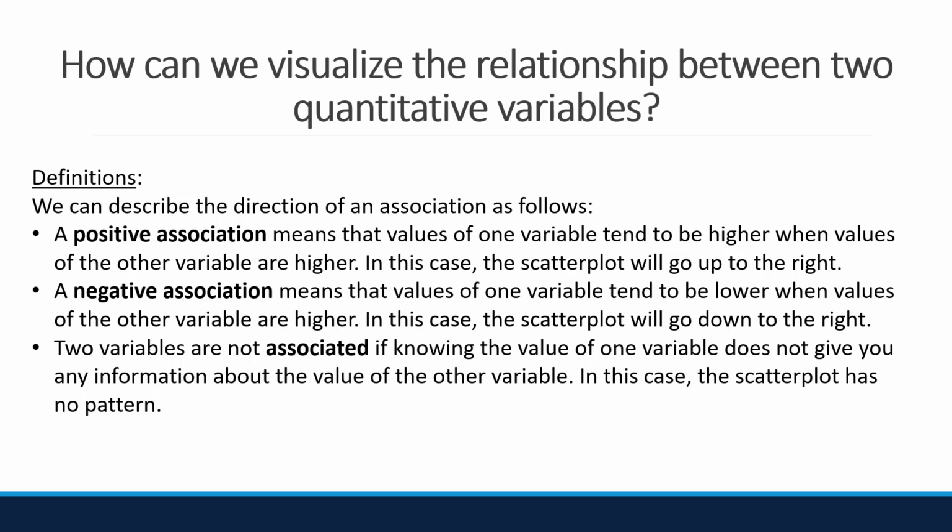A negative association means that the values of one variable tend to be lower when values of the other variable are higher. In this case, the scatter plot will go down to the right. Two variables are not associated if knowing the value of one variable does not give you any information about the value of the other variable. In this case, the scatter plot has no pattern. Looking at a plot of the ICU data, we do not see an association.